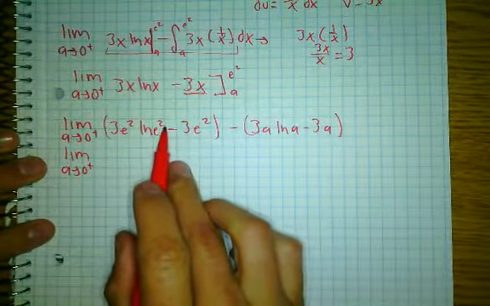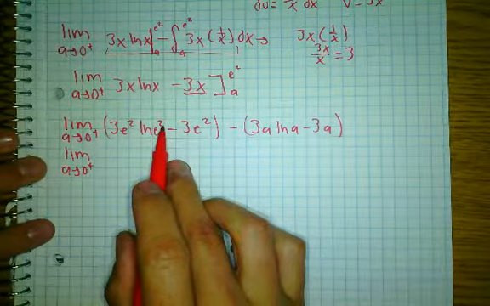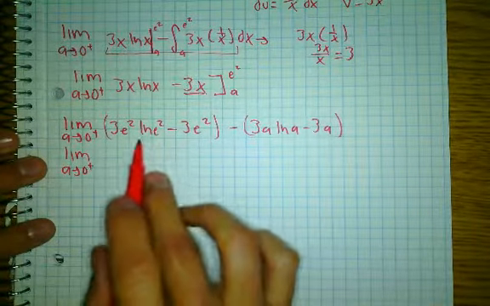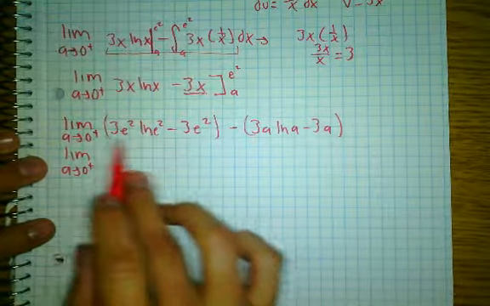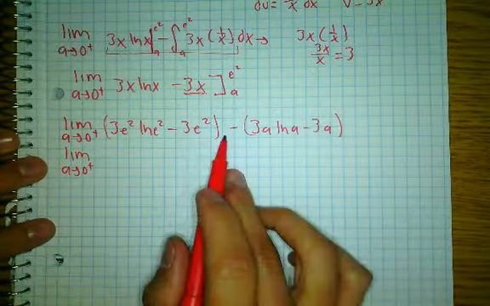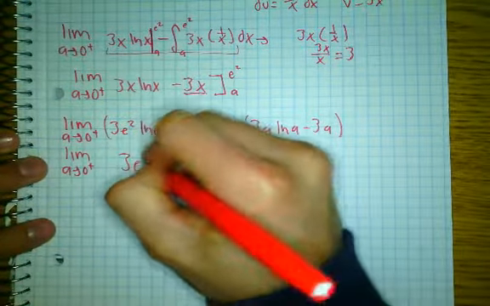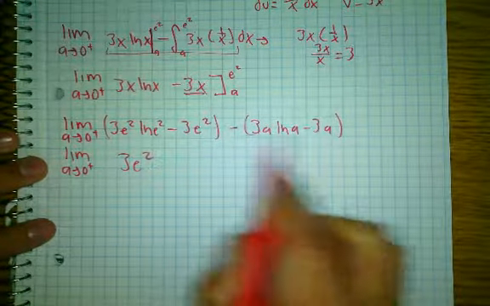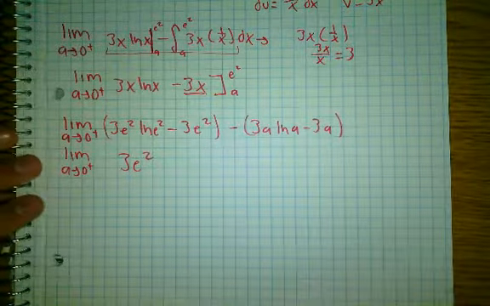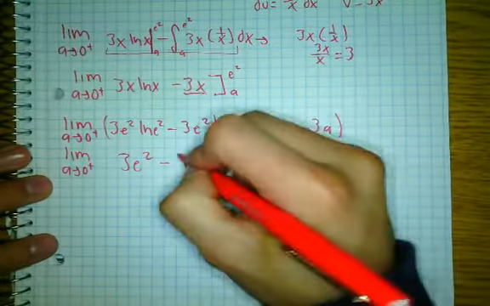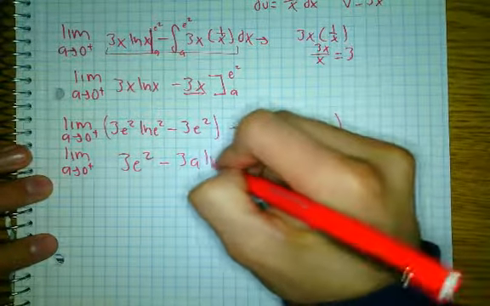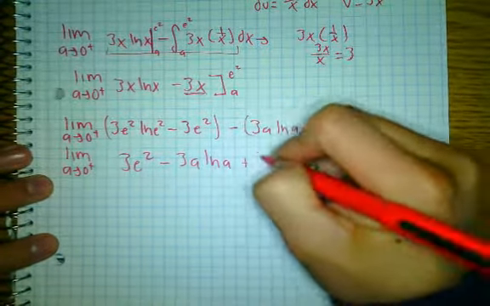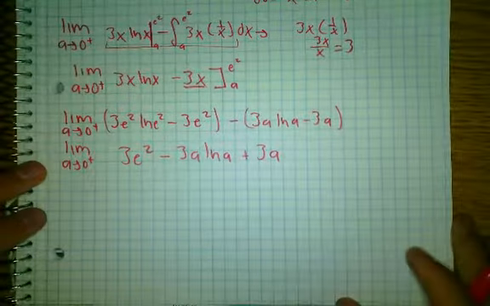Alright, what's the natural log of e squared? 2. Be careful. So what's 2 times that? 6e squared minus 3 squared, which is 3 squared. Good. And then there's nothing you can do here, so I'm just going to go ahead and distribute the negative. So minus 3a natural log of a plus 3a.